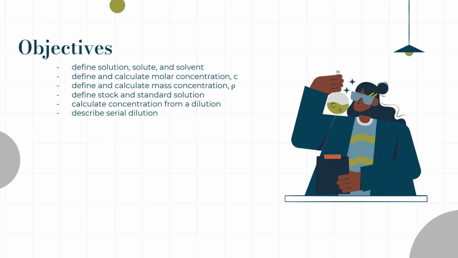And our objectives for the day: we are going to define solution, solute, and solvent. We're going to define and calculate molar concentration. We're going to represent that with a C. In our grade 10 chem classes, we used big M for molar. This is the same idea. We're going to define and calculate mass concentration, represented by the Greek letter rho. We're going to define stock and standard solutions. We'll use some of those stock solutions to calculate dilutions. And then we're going to wrap up with a little look at serial dilutions.